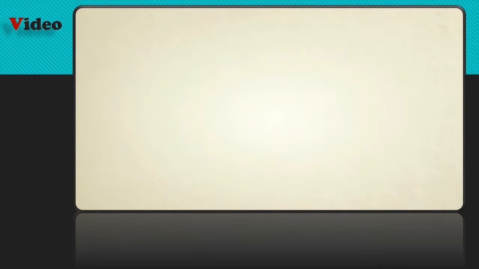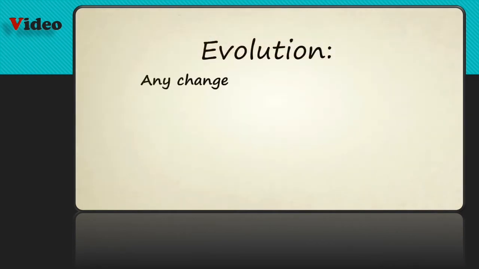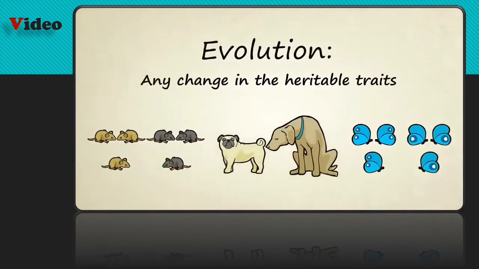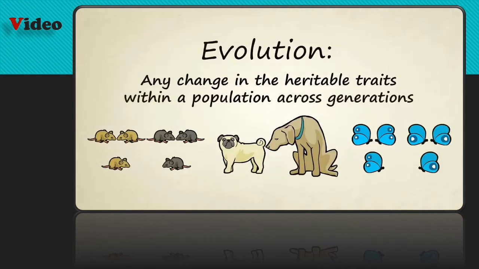In biology, evolution can be defined as any change in the heritable traits within a population across generations. Those are physical traits like fur color in mice, spots on the wings of butterflies, or instinctive behaviors like the way that dogs greet their friends with a sniff. This definition can be a bit confusing, so let's see how it works.